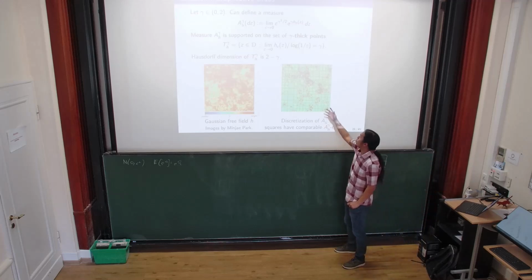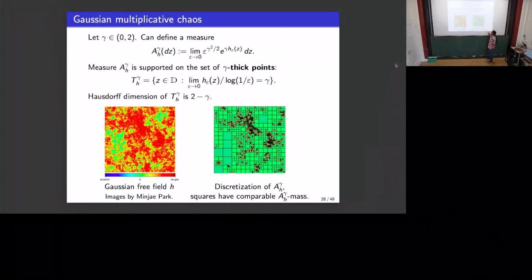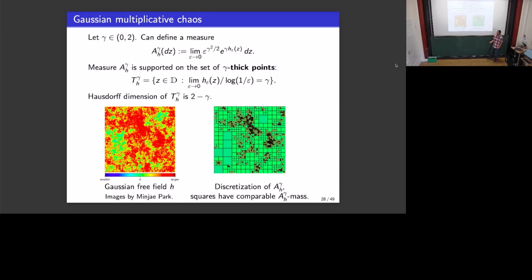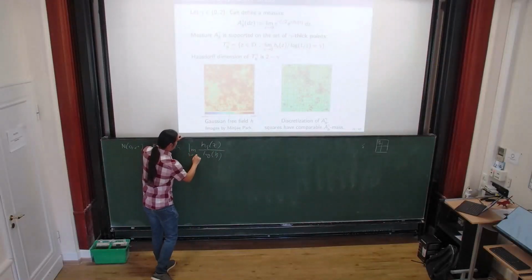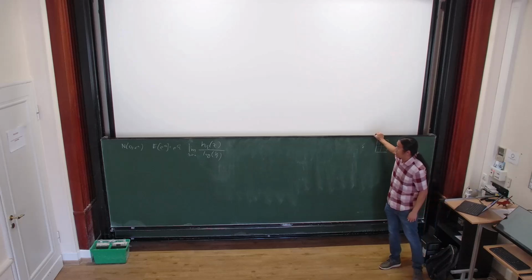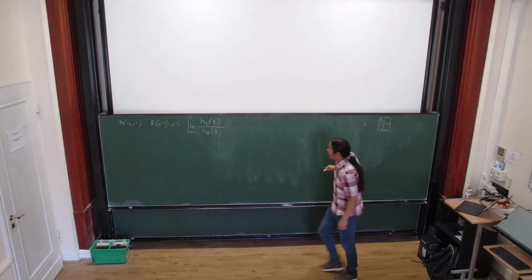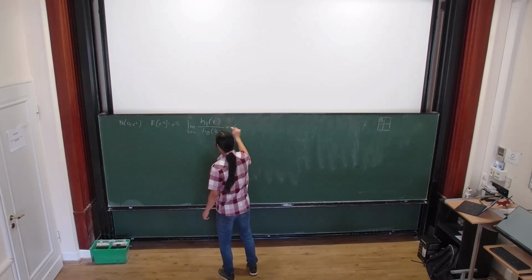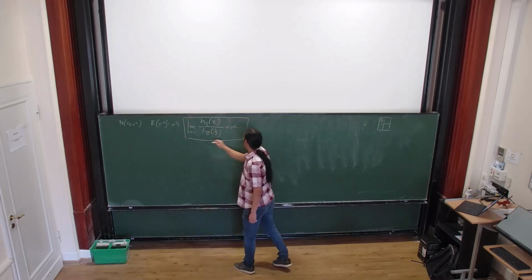We're looking at this measure A_gamma h, and it turns out it's supported on a fractal set of points called the gamma thick points. The thickness of a point is defined as follows. We take H_epsilon(z) and we divide by log 1 over epsilon, and take the limit as epsilon tends to 0. Points that satisfy this, we call alpha thick points.